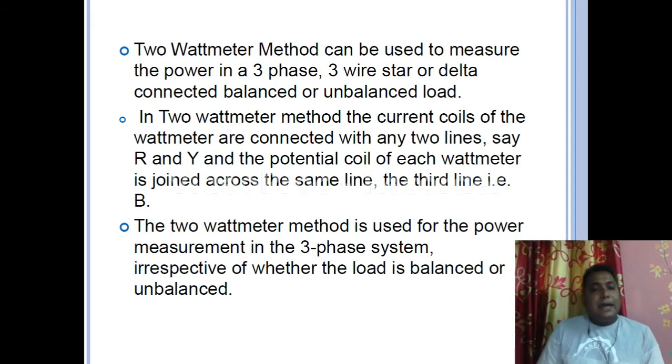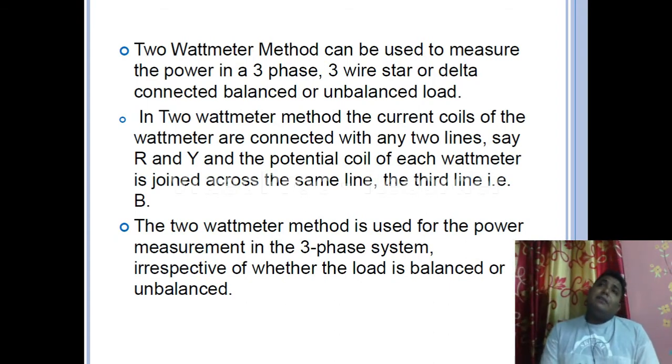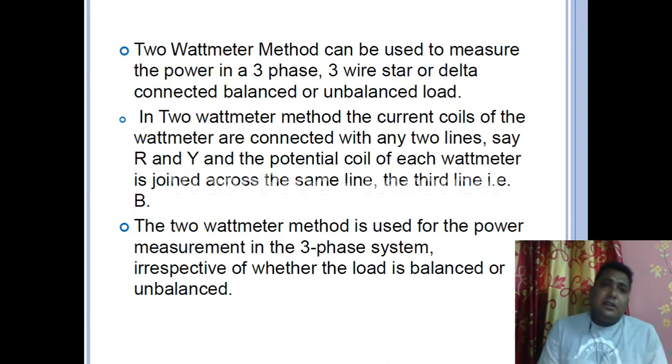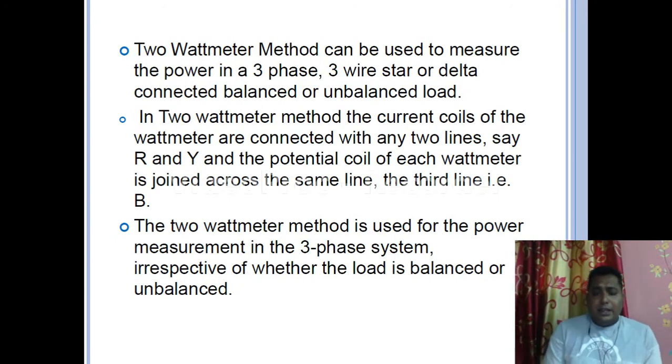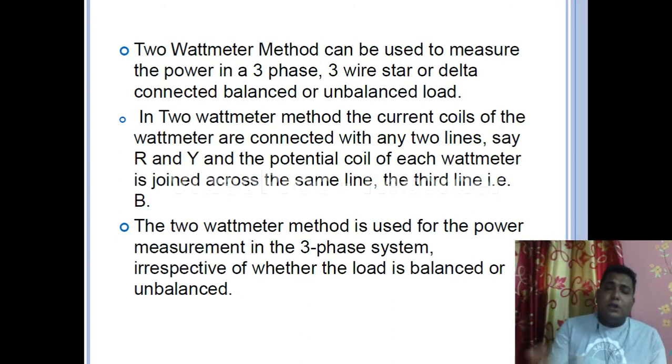Okay, the 2 wattmeter method is used for the power measurement in a 3-phase system, irrespective of whether the load is balanced or unbalanced. So that is a very important characteristic, and at the same time we can measure the 3-phase power using 2 wattmeters. Another point is that the cost of the power measurement can be reduced. Correct? So instead of 3 we are using 2. So the cost of 1 wattmeter can be reduced. That is one of the points.